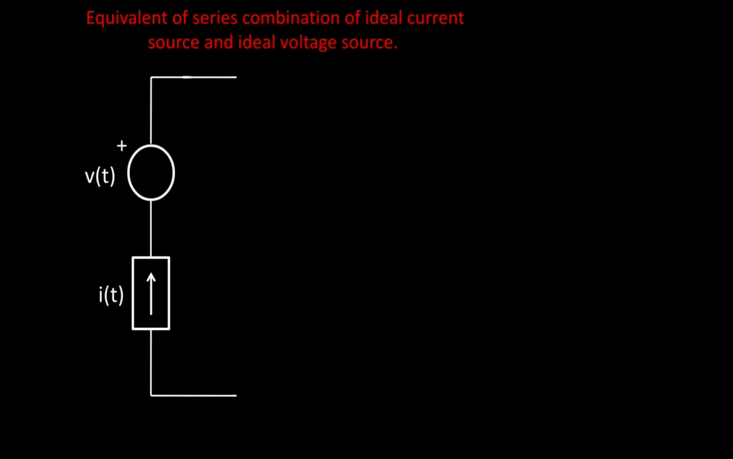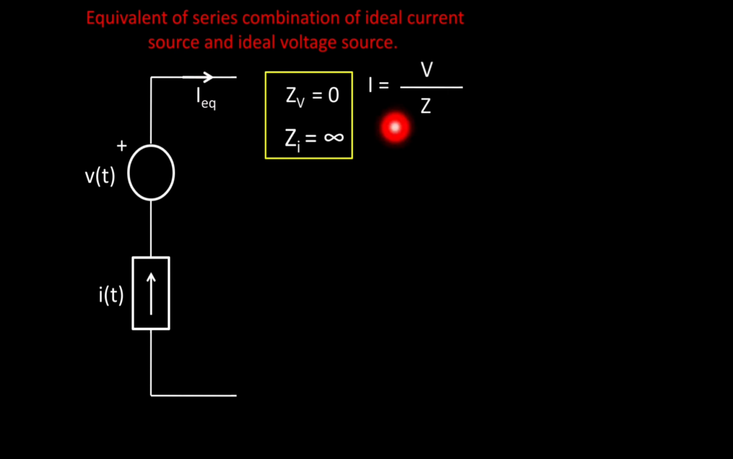First of all, let us mark one current, IEQ, the equivalent current reaching at this point. We will find out this current IEQ. Already we know that the internal impedance of an ideal voltage source is 0 and the internal impedance of an ideal current source is infinite. Therefore, let ZV be equal to 0 and Zi be equal to infinity. If we want to find the total or equivalent current reaching this point, then by using Ohm's law, we know I is equal to V by Z.